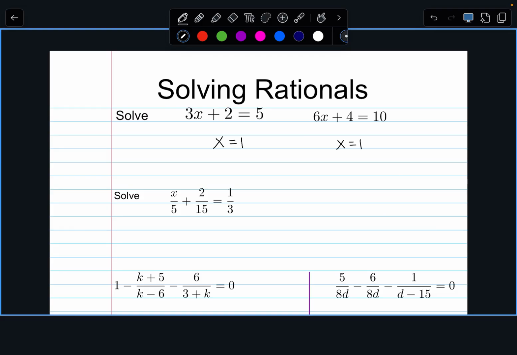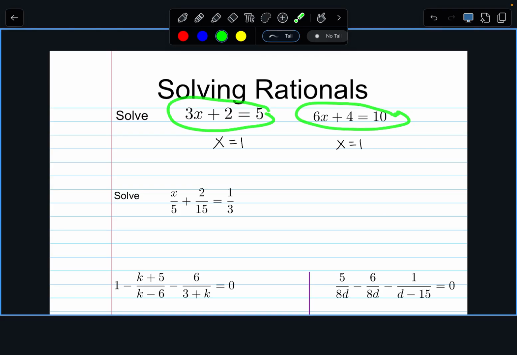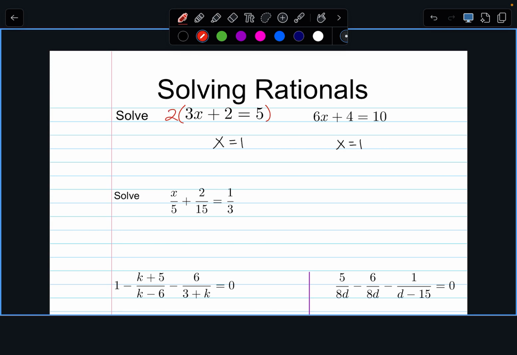So why do we come up with the same solution? Well, notice a difference between these two equations: 3x plus 2 equals 5 versus 6x plus 4 equals 10. All I did was take the first equation and multiply it by 2. 2 times 3 is 6x, 2 times 2 is 4, and 2 times 5 is 10. Even though I multiplied them, we end up getting the same solution. As long as I change everything about the equation the same exact way, I am fine multiplying.